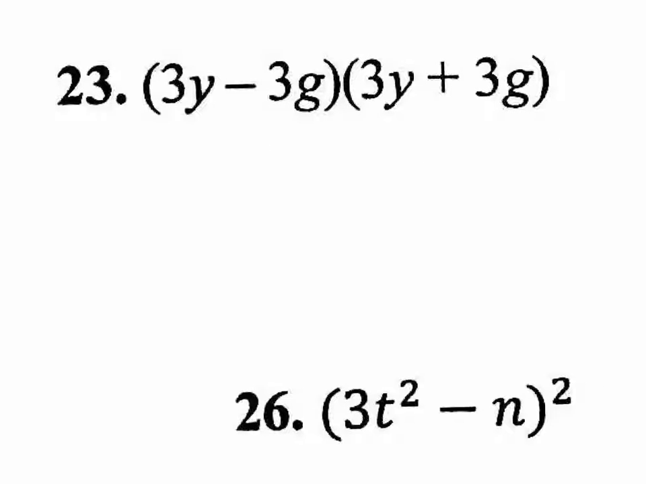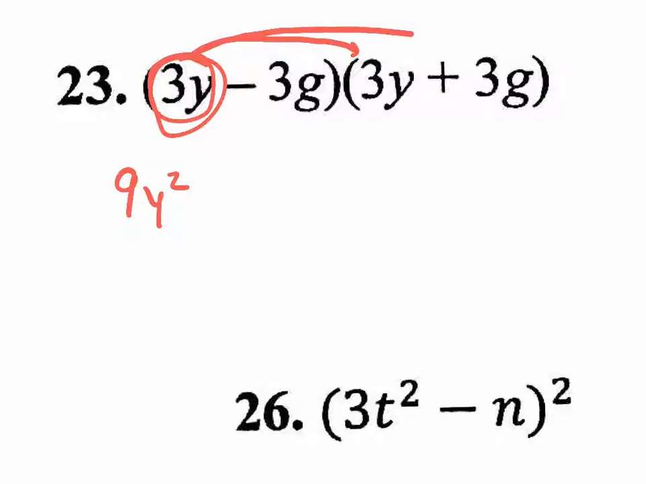Let's try number 23. Again, we're going to distribute one term at a time. I'm going to distribute this 3y first. 3y times 3y. 3 times 3 is 9. And then y times y is y squared. So I now need to distribute the 3y to the second term over here, which is a positive 3g.